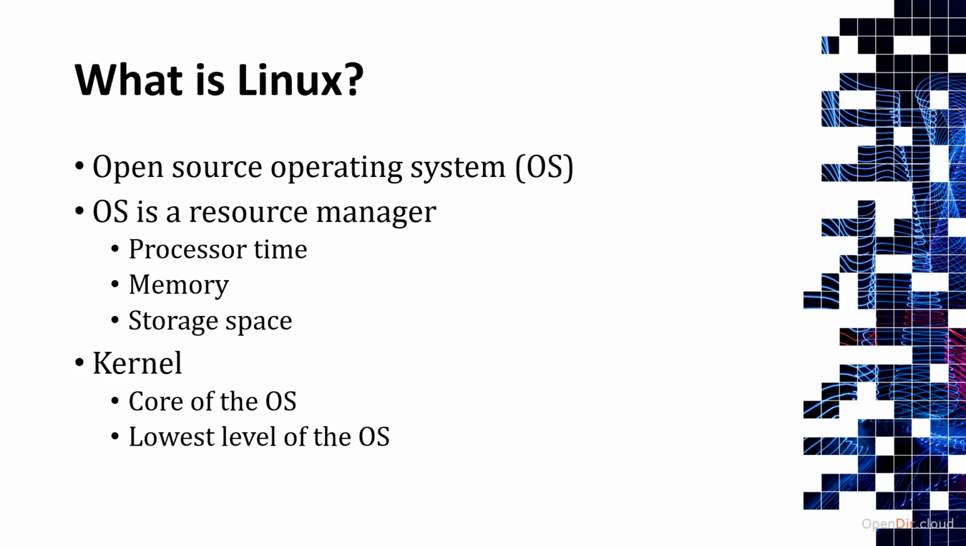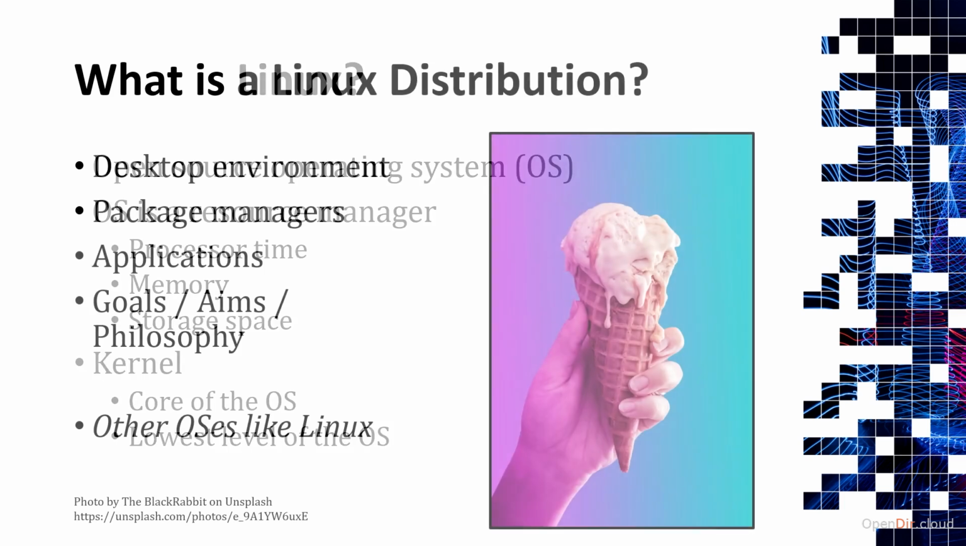At its most basic, Linux is just the kernel of the operating system. The kernel is the part of the operating system that is always running. It is the core of the operating system and at its lowest level. Everything else that runs on Linux sits on top of the kernel. With that in mind, let's discuss Linux distributions.